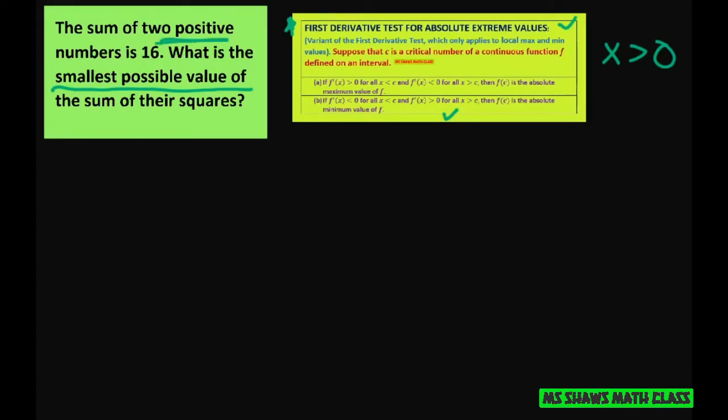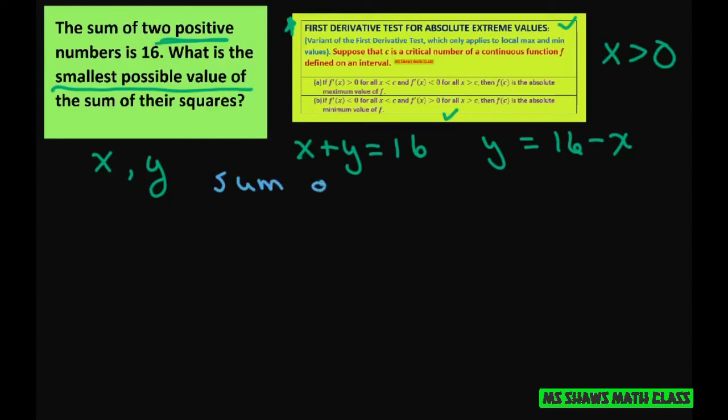positive numbers. So we're going to call the two numbers x and y. Then we have the sum, so x plus y equals 16. Therefore, y equals 16 minus x. All right? And we want to do their squares. So we're going to call the sum of their squares, we're going to call that s. So we have s equals the sum of our squares, x squared plus y squared.